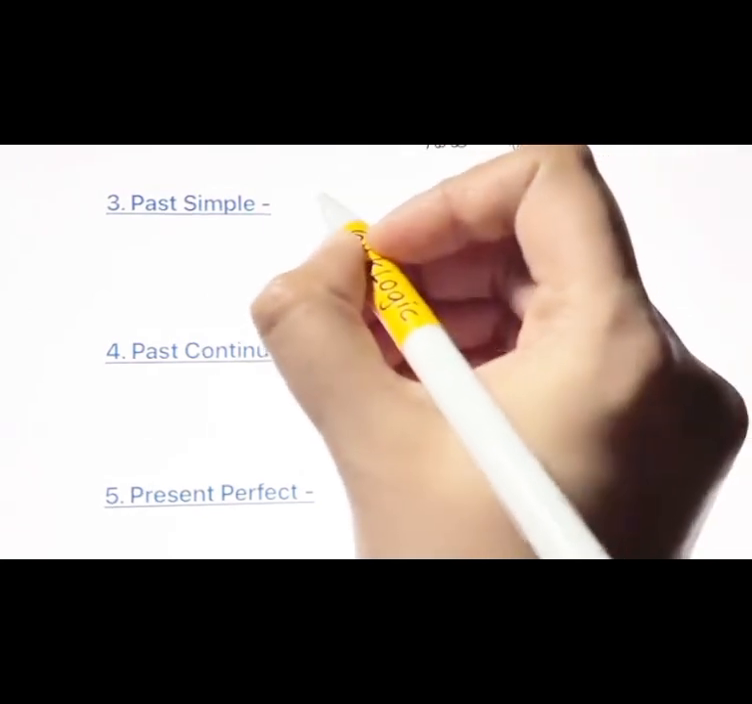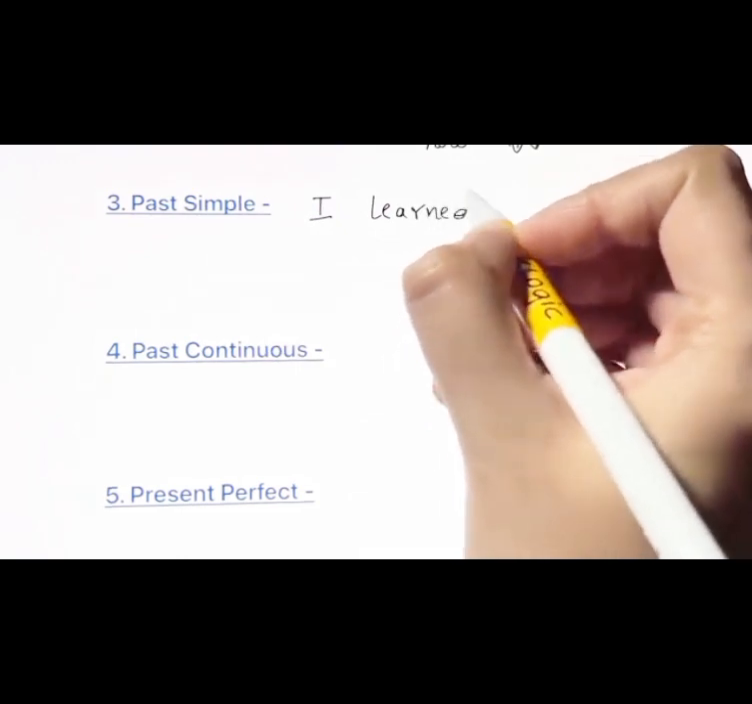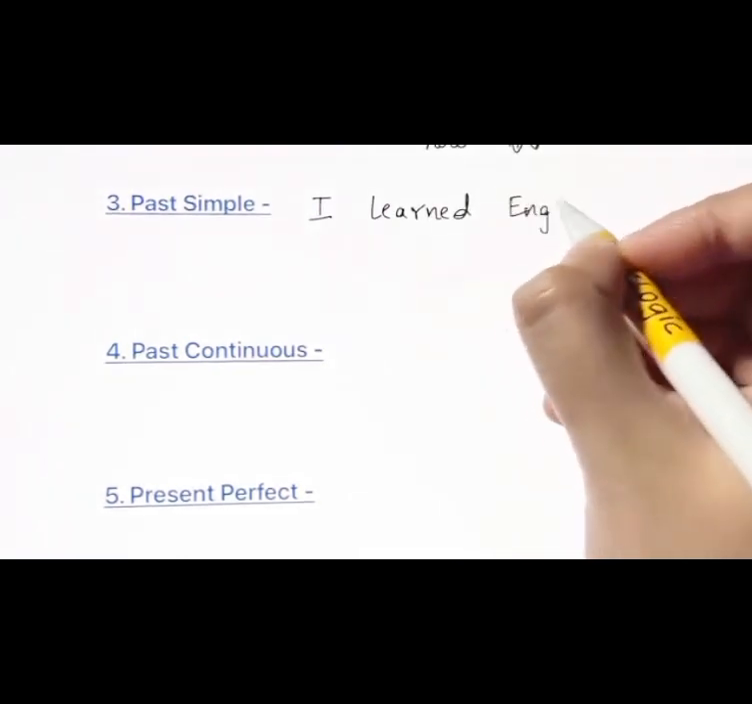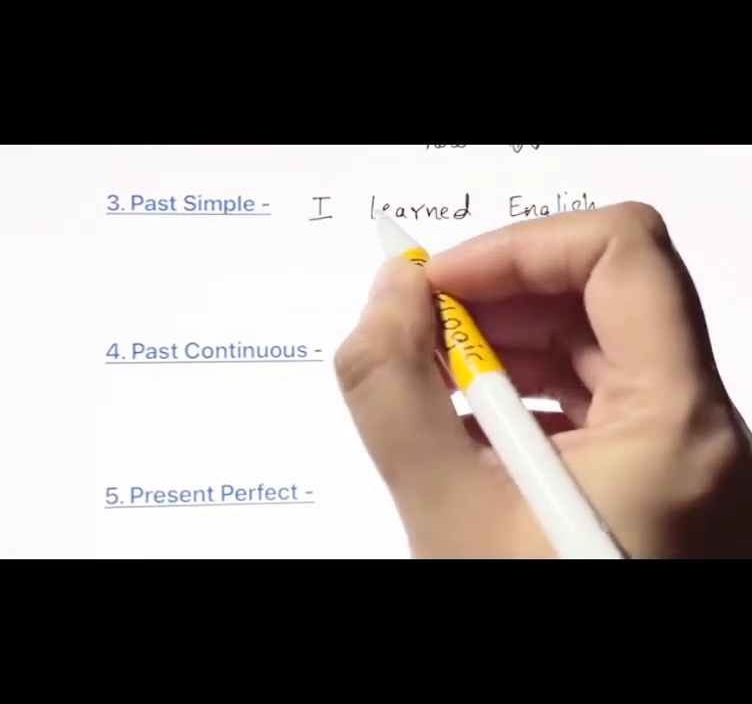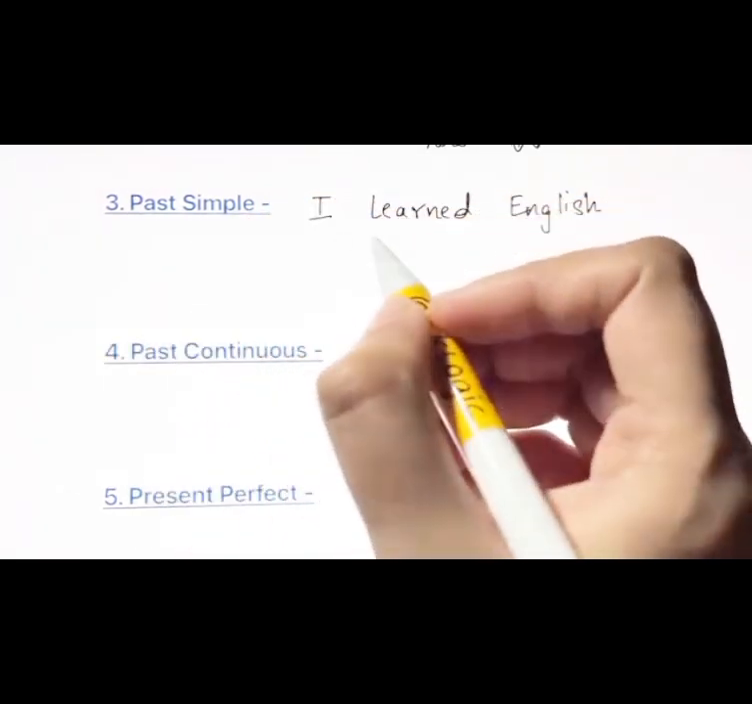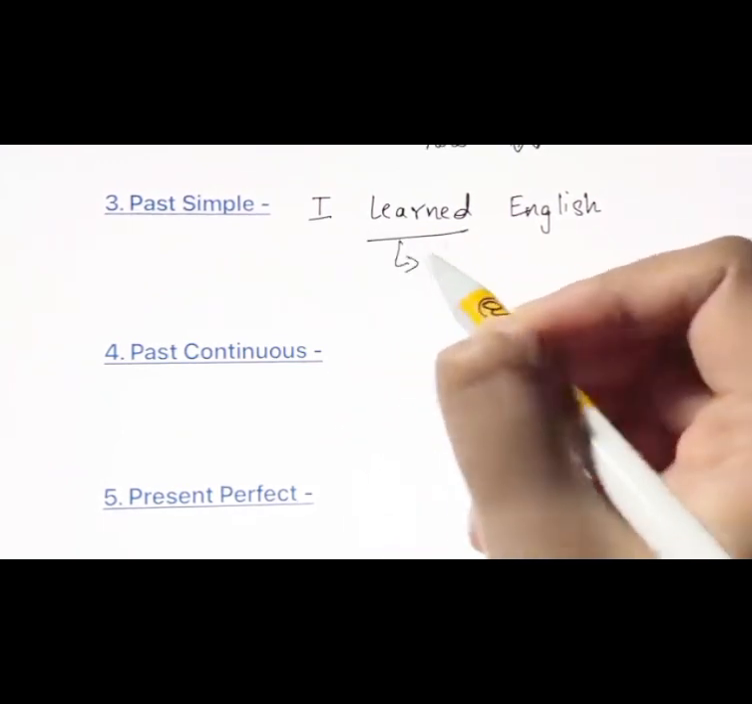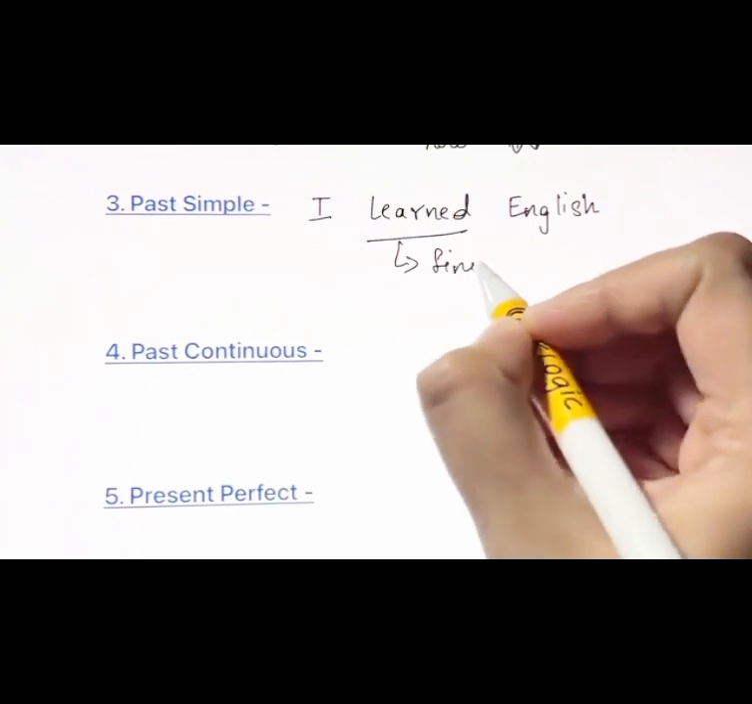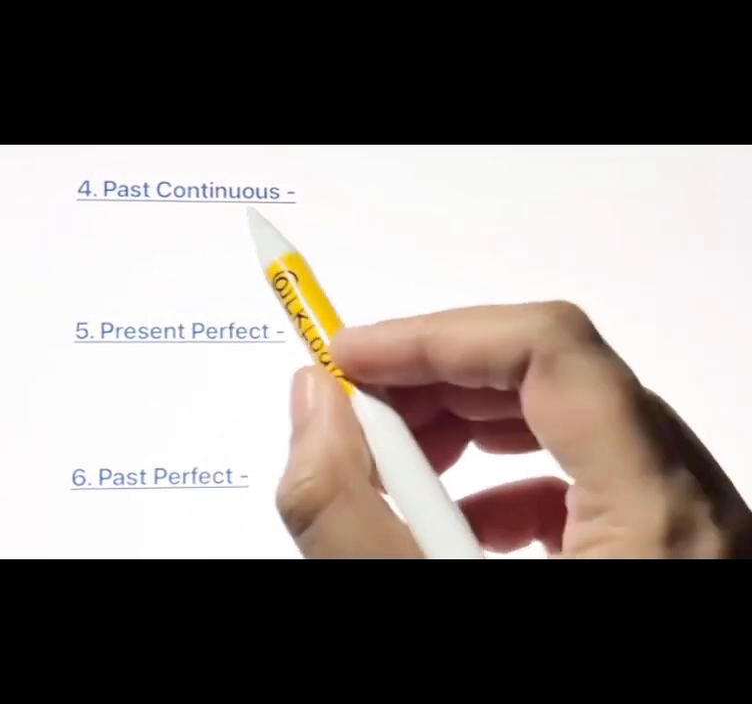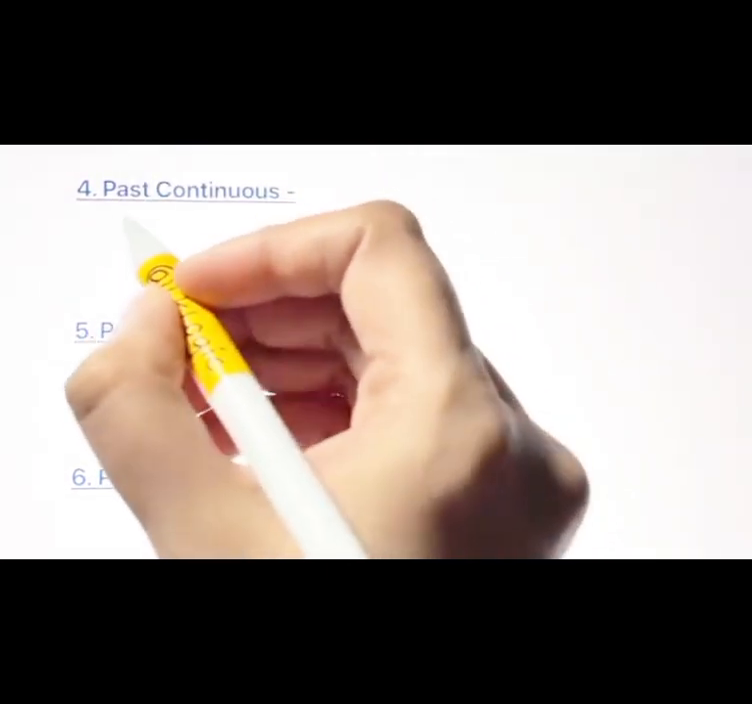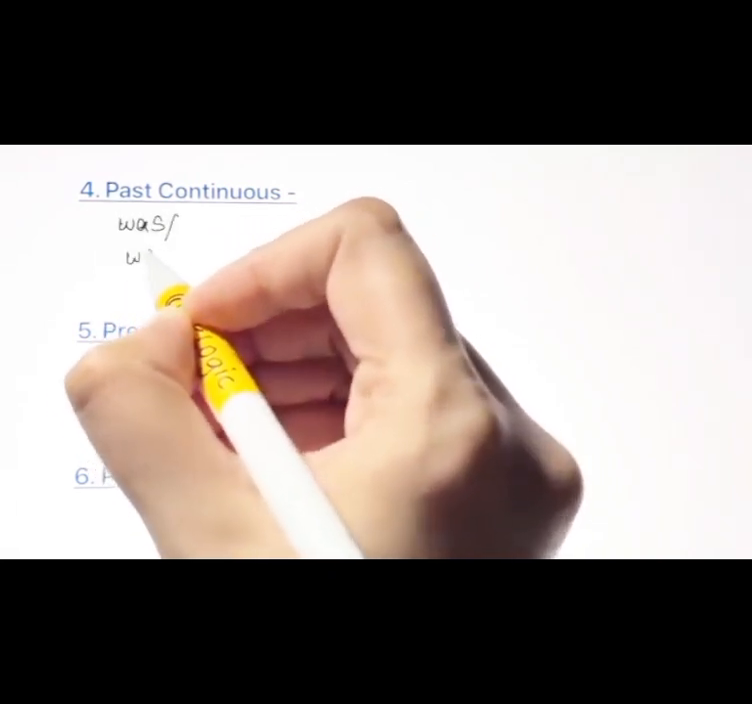Past simple. In past simple, you'll be writing I learned English. The past form of the verb is learned. So I learned English, because you're talking about past simple, means I learned in the past. The action is finished in the past. Easy. Alright. For the past continuous, whenever you're talking about past tense, we use was or were.